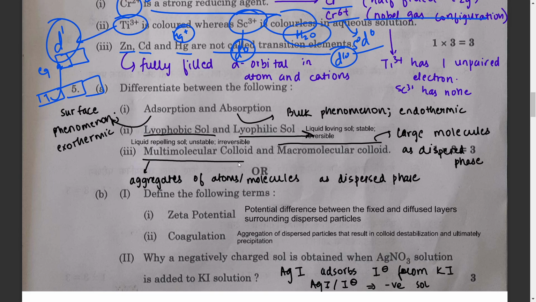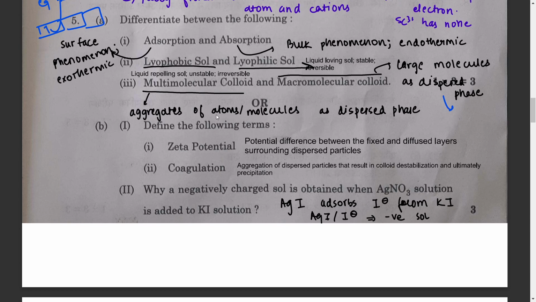Next is multimolecular colloid and macromolecular colloid. So multimolecular colloids are formed by aggregates of molecules. Two really common examples are gold colloids and sulfur colloids. While macromolecular colloids are formed by large molecules as dispersed phases. Examples of this include proteins, hemoglobin is one of those proteins, and plasma particles and things like that. Alternatively, you could have done these.